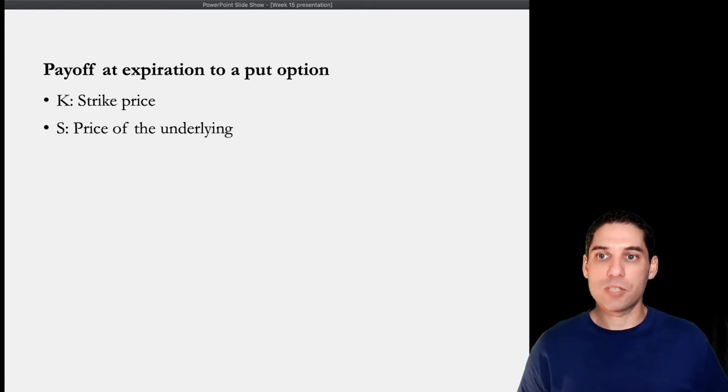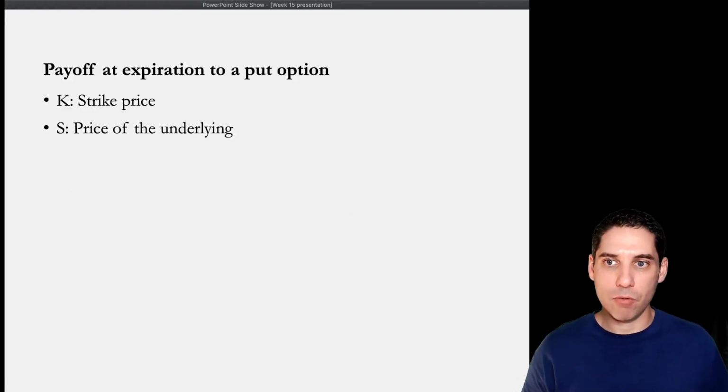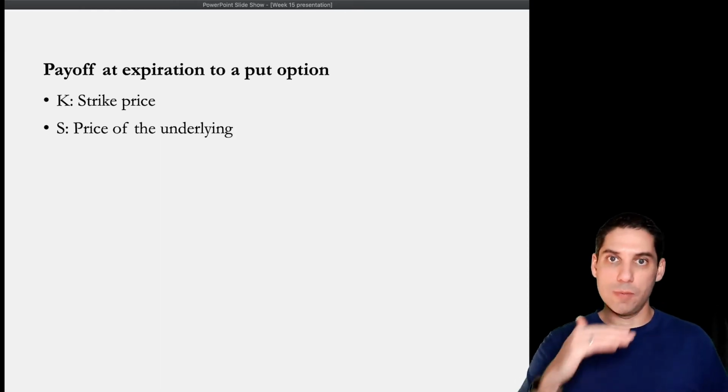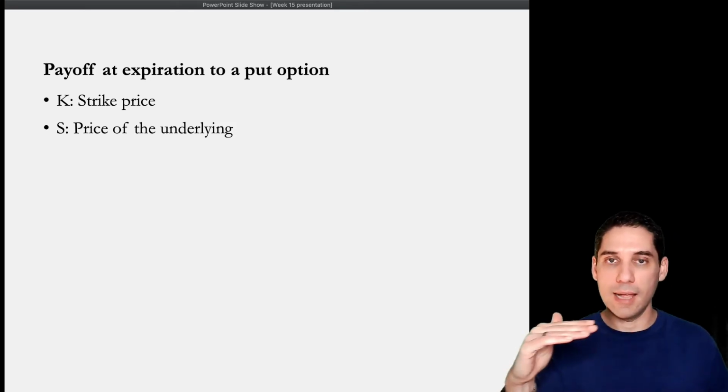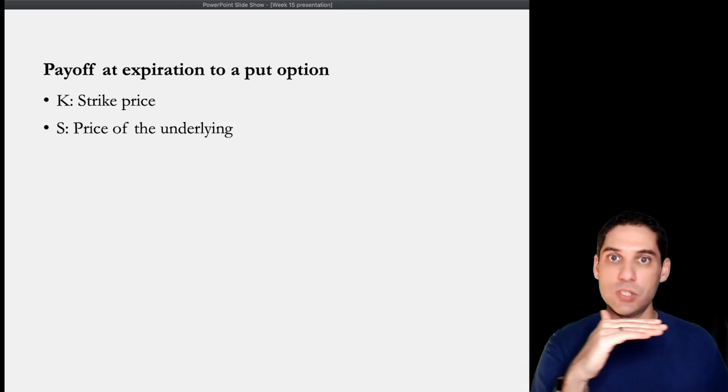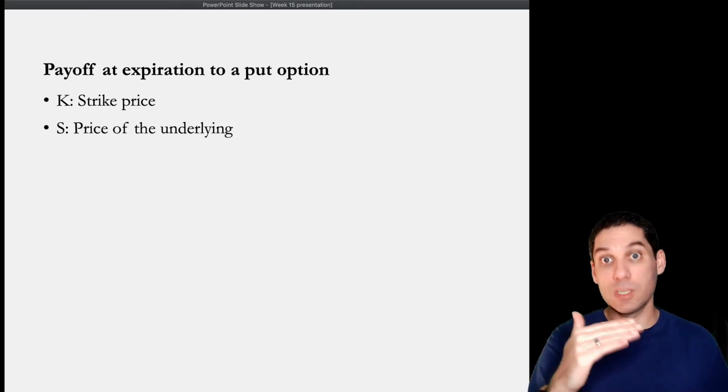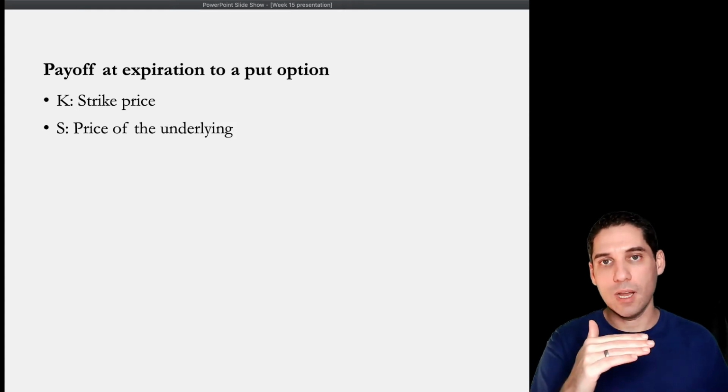Okay, so let's also look at the payoff diagram. Once again, we have the strike price and the price of the underlying. So it's going to be the same thing. We're going to have on the x-axis the price of the underlying. That's what dictates the payoff from the option, as well as whether it's worth exercising it or not.